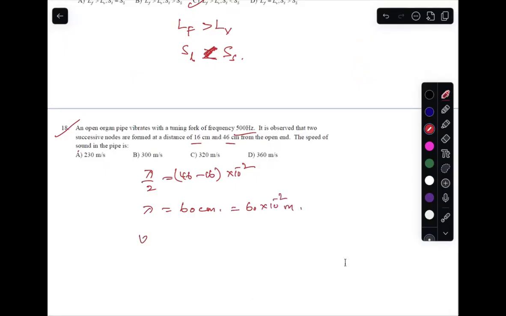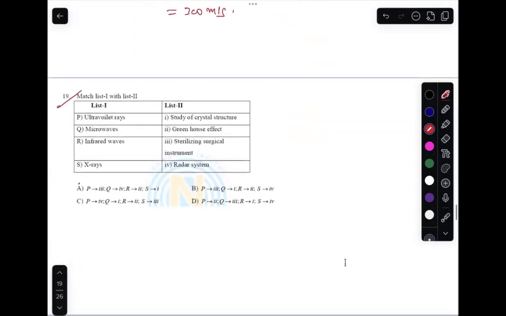So therefore, velocity is frequency times wavelength. 500 into 60 into 10 power minus 2, which is 300 meter per second. So 300 meter per second is the absolutely correct answer. 18th question, 300 meter per second must be the answer. Right. Go for 19th question.